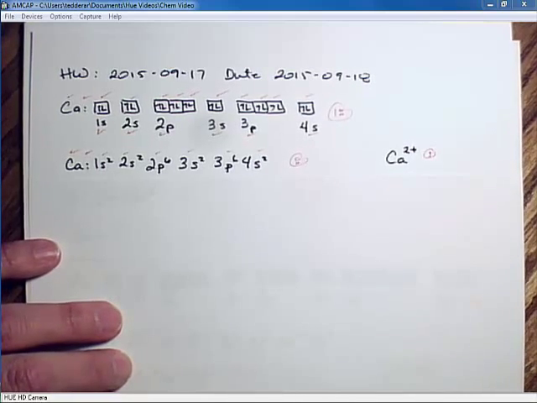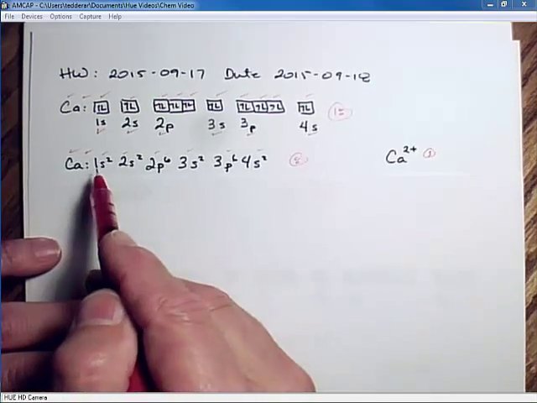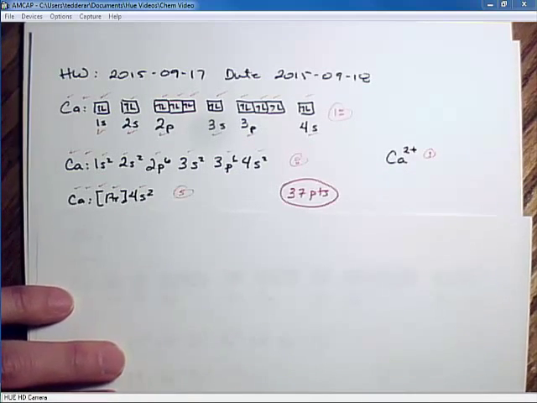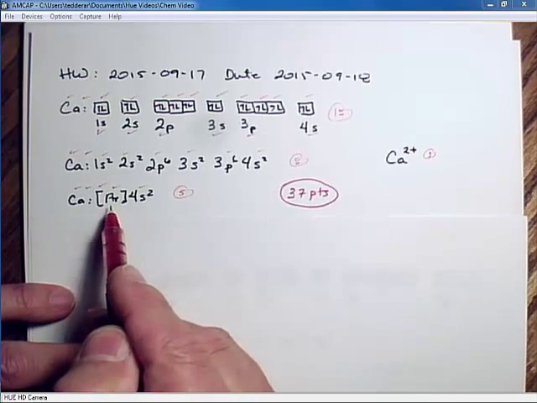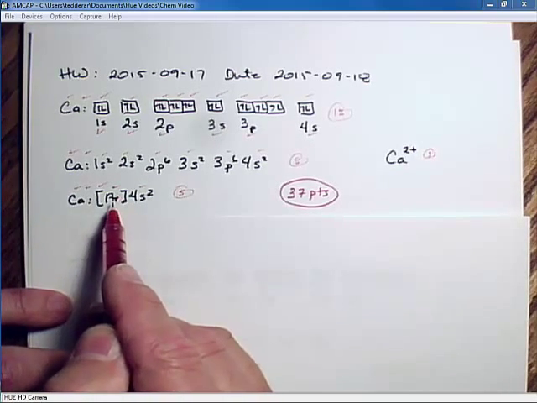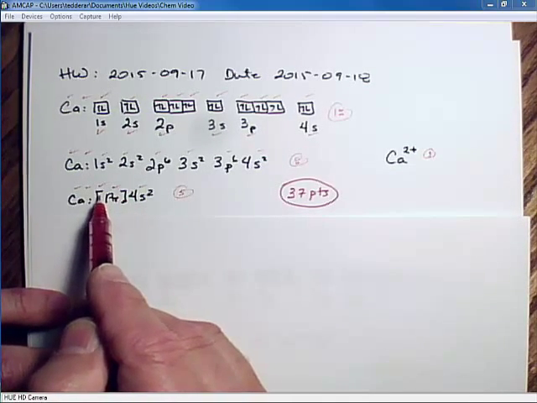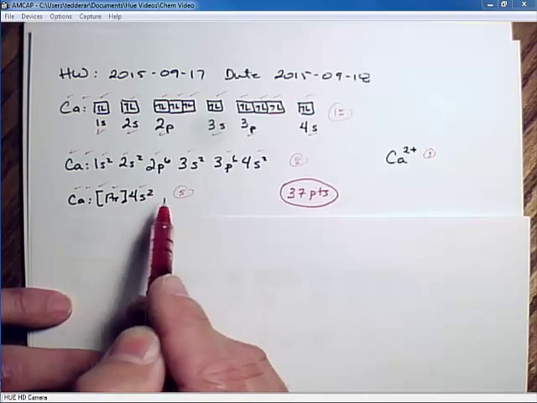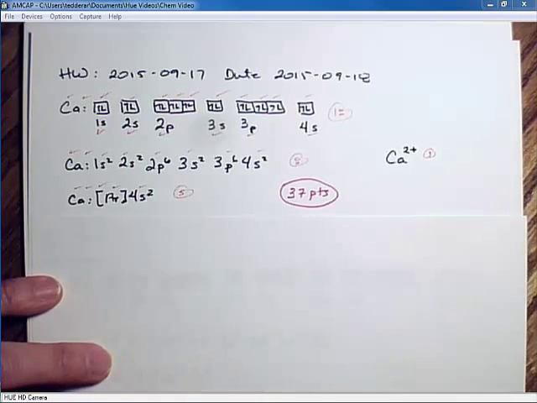Yes. And then we're going to take out the noble gas. The noble gas starts at 1s and ends at 3p. So we're taking all that out. That noble gas is argon. Argon goes in brackets. The brackets are worth a point. The symbol for argon is worth a point. And then 4s2 is worth a point. That's a total of 5 points.